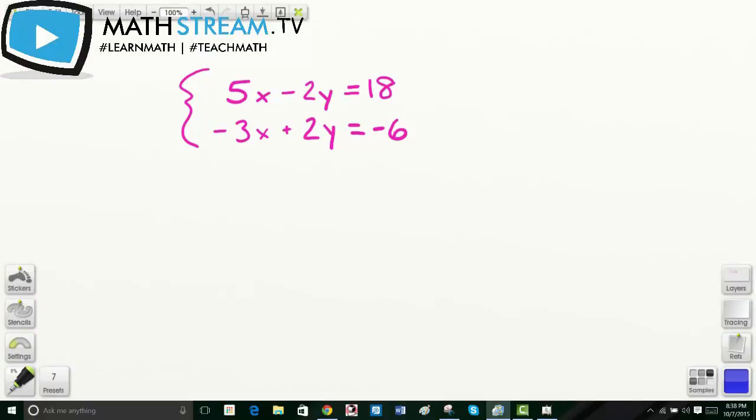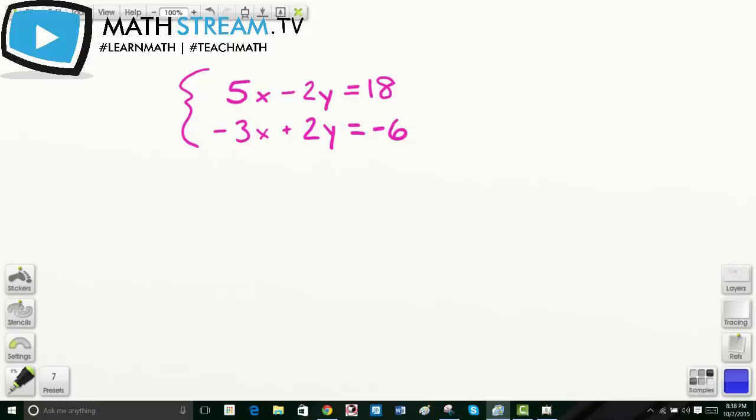All right, so here we are with the elimination method. This is our first example. So take a look at the problem that I've drawn up for us here. We have 5x minus 2y equals 18 and negative 3x plus 2y equals negative 6.